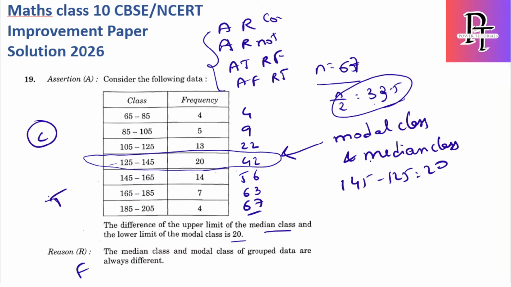Median class and modal class are the same here, but in the question they are asking for the difference of the upper and lower limit. So 145 minus 125, which is 20, is true. So the assertion is true. What about the reason? The median class and the modal class of grouped data are always different. This is false because in this example itself, both are the same. So R is false. If A is true and R is false, the option is C.